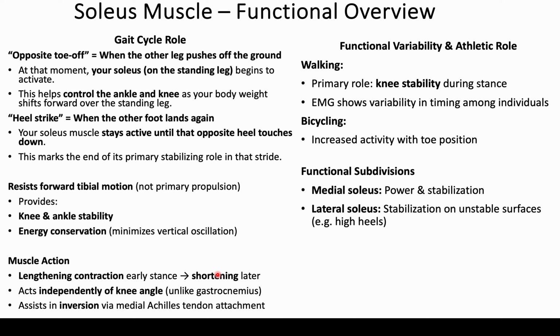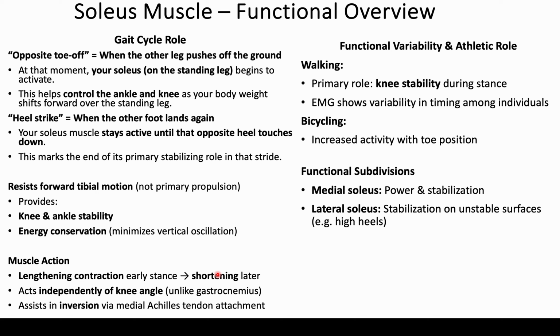When it comes to the gait cycle, opposite toe off. So basically when the other leg pushes off the ground, at that moment your soleus on the standing leg begins to activate. So this helps control the ankle and the knee as your body weight shifts forward over the standing leg. Heel strike, when the other foot lands again, your soleus muscle stays active until the opposite heel touches down. This marks the end of the primary stabilizing role of the stride.